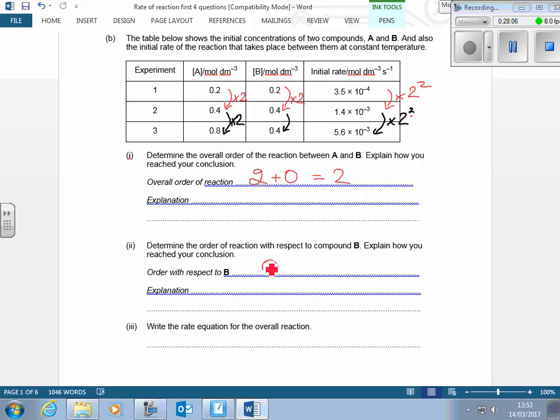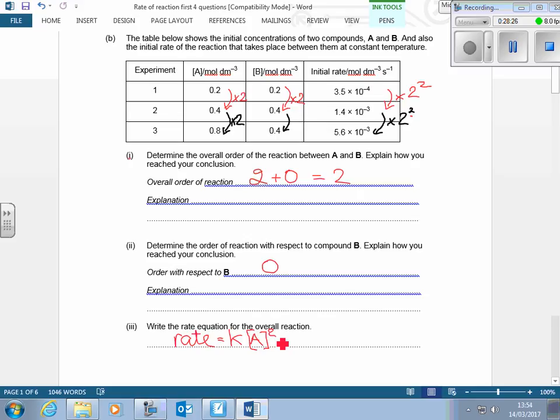Our overall rate then, our rate equation for the reaction then, rate equals... we should be able to do this. Okay. And then A to the power 2. Anything else?